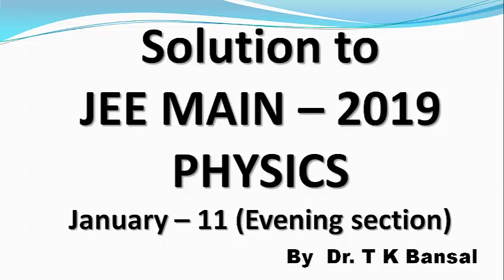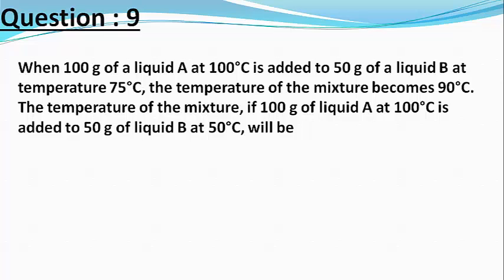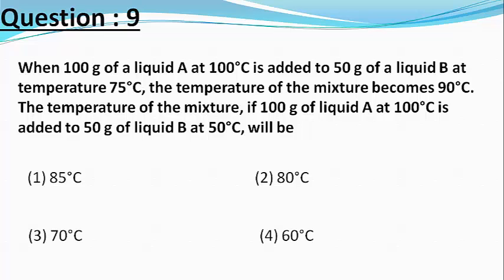So our next question from JEE Main 2019, 11th of January evening session is: when 100 grams of a liquid A at 100 degrees Celsius is added to 50 grams of a liquid B at a temperature of 75 degrees Celsius, the temperature of the mixture becomes equal to 90 degrees Celsius. The temperature of the mixture, if 100 grams of liquid A at 100 degrees Celsius is added to 50 grams of the liquid B at 50 degrees Celsius, will be: the choices are 85 degrees Celsius, 80 degrees Celsius, 70 degrees Celsius and 60 degrees Celsius.